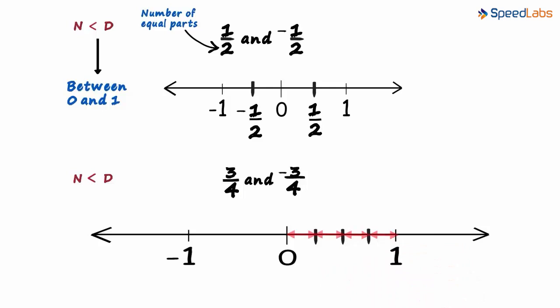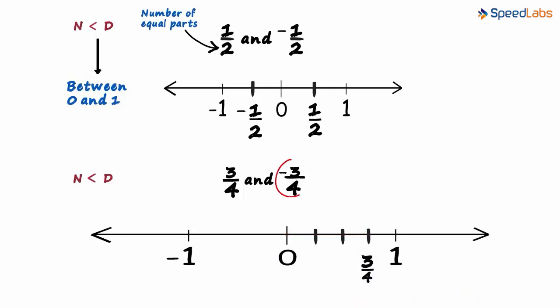Drawing these 3 lines gives us 4 equal parts. Now we move to the numerator. The numerator tells us the number of parts from the number 0. Since the numerator is 3, we move 3 equal parts from 0. 1, 2 and 3. So we mark 3 by 4 here.